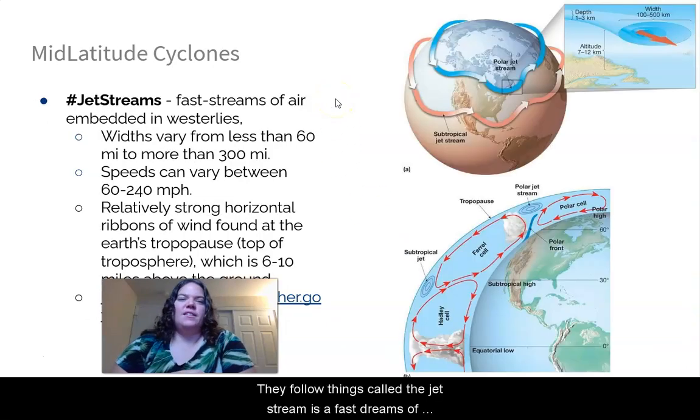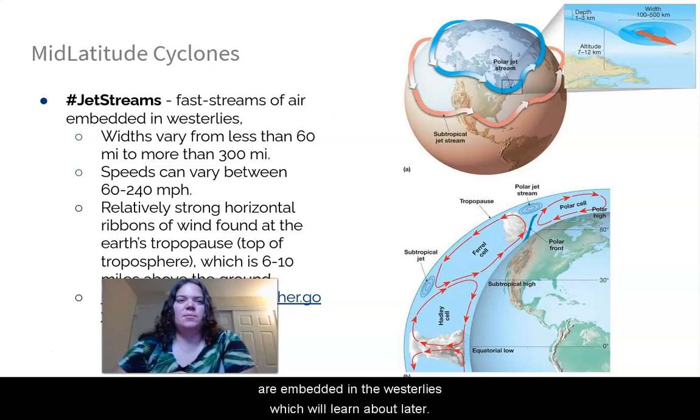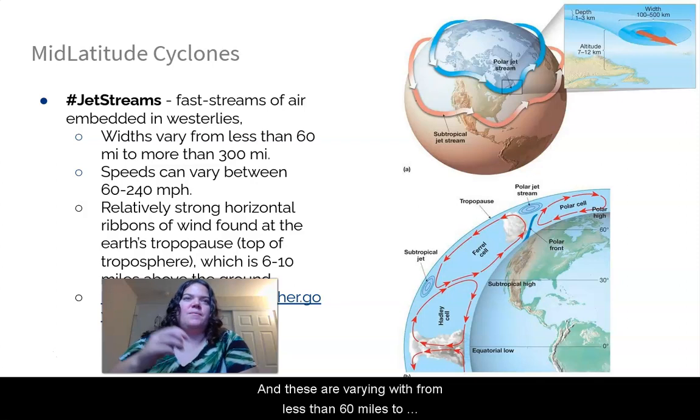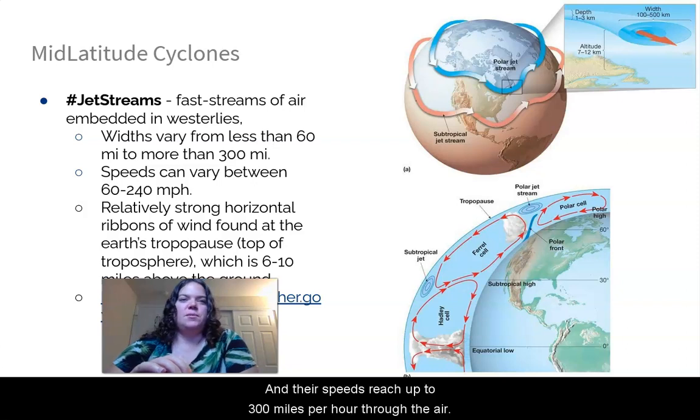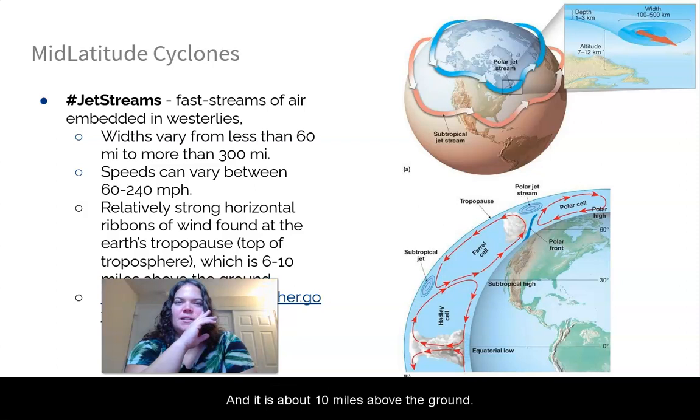So they follow things called the jet stream. These are fast streams of air embedded in the westerlies, which we'll learn about later. And these vary in width from less than 60 miles to more than 300 miles across, and their speeds reach up to 300 miles per hour. So they're relatively strong. Little ribbon, it's like a metro system through the air, and it is about 10 miles above the ground.